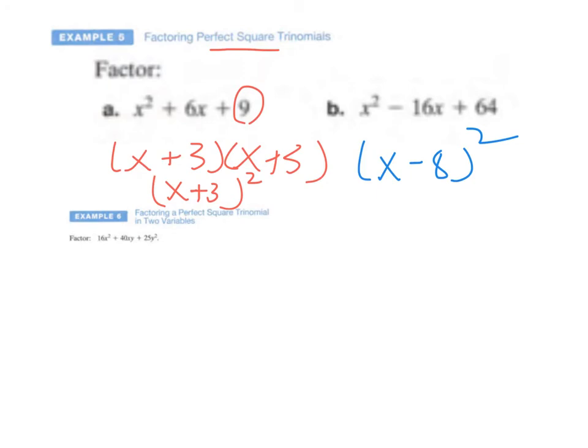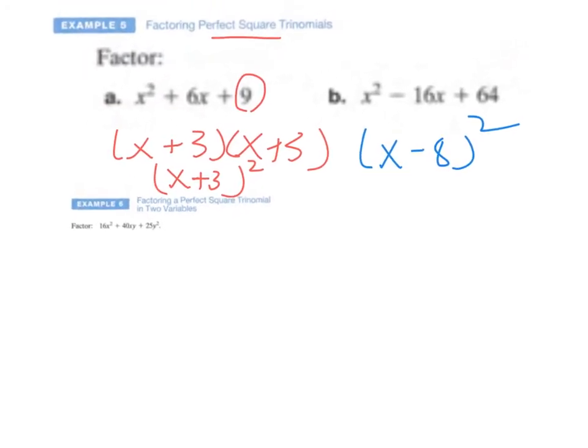Our next type of problem is 2 variables. So I have a perfect square in the 25 and the 16. So I'm going to split them apart. That's the square root. But I'm also going to split apart the y's. And in this case, there's my square.